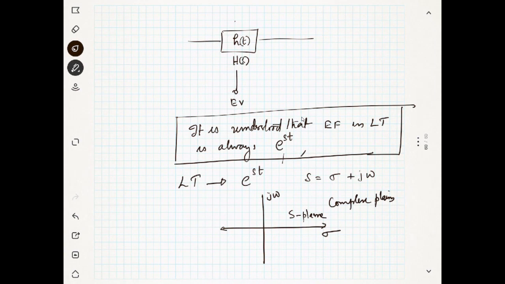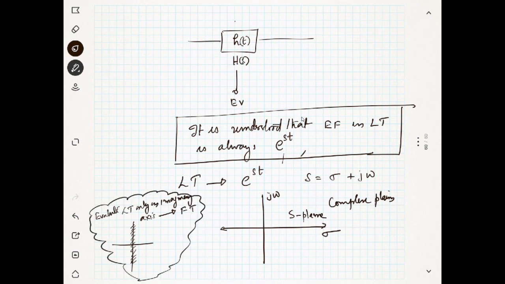That means if I evaluate the Laplace transform only along the imaginary axis, then we will call it as Fourier transform. This is a very, very important point. Don't forget this point, okay? So Fourier transform is a special case of Laplace transform. Laplace transform is superior, and Fourier transform is the special case of Laplace transform.